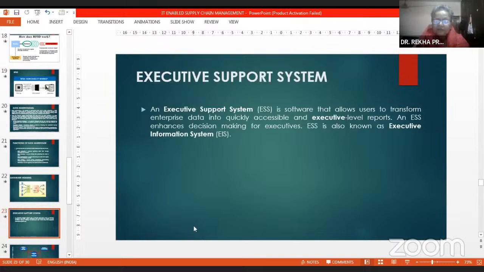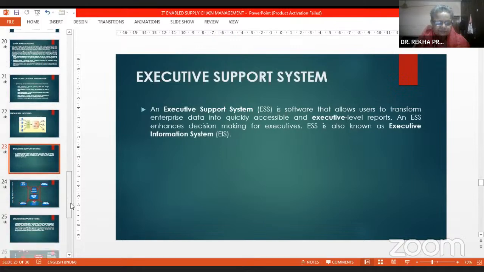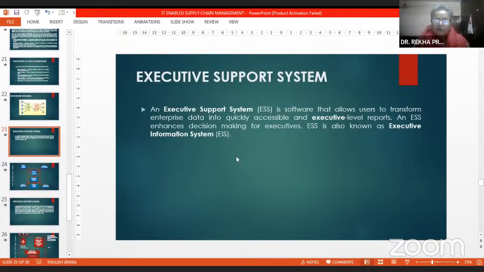An executive support system is software that allows users to transform enterprise data into quickly accessible, executive-level reports. An executive support system enhances decision making for executives. Here it is the top executive, and it is mostly unstructured. ESS is also known as Executive Information System. So it helps the topmost executives to take decisions.